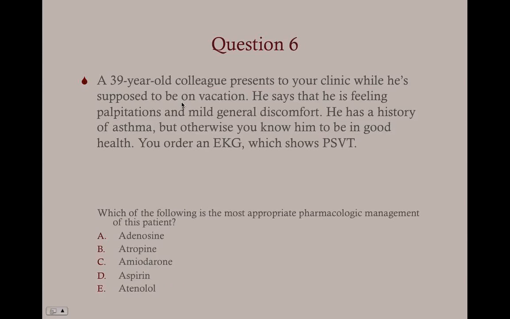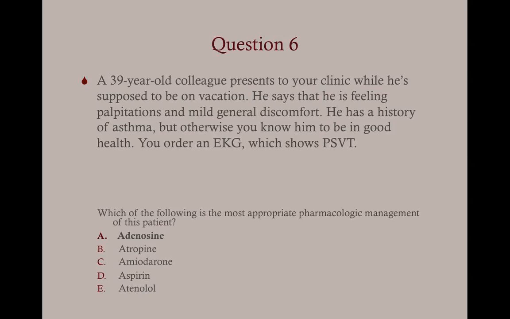Okay, so here you have the same patient, and you've got an EKG showing PSVT. So now the question is, which of the following is most appropriate pharmacologic management of this patient? Is it A, adenosine, B, atropine, C, amiodarone, D, aspirin, or E, atenolol? I'll give you time to pause it. And the answer is A, adenosine.